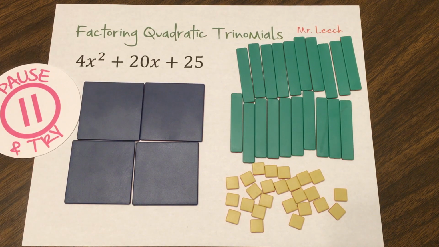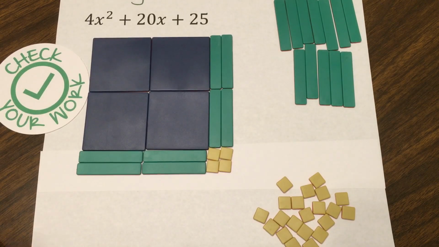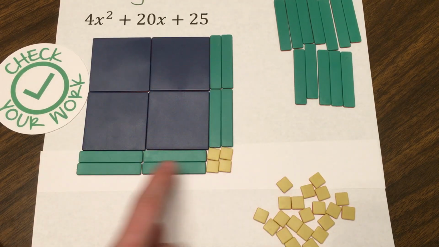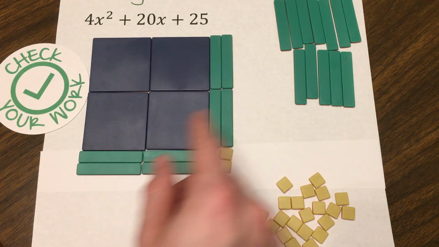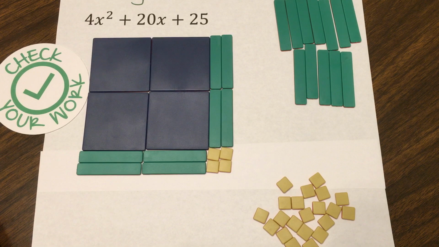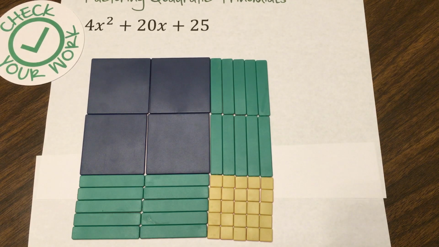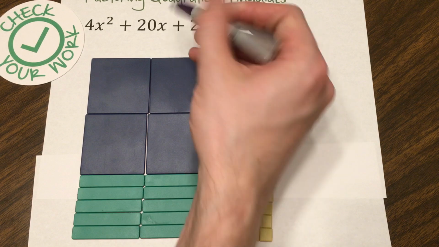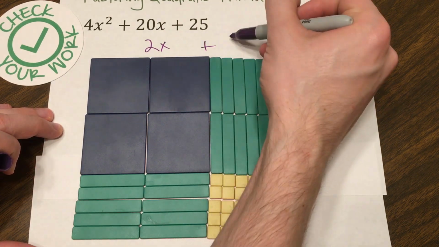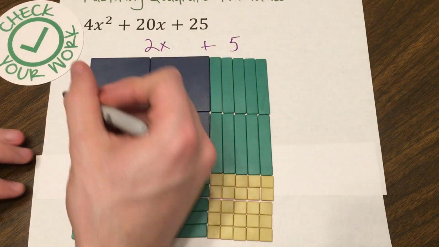Let's check what we have so far. The x squareds are in this pattern, and this is working out so far. This would be 2x plus 2, but I have a whole lot more to work with, so let's just keep adding them on and see if we can get our square or rectangle. So let's check our work. We end up with 2x plus 5 and 2x plus 5.